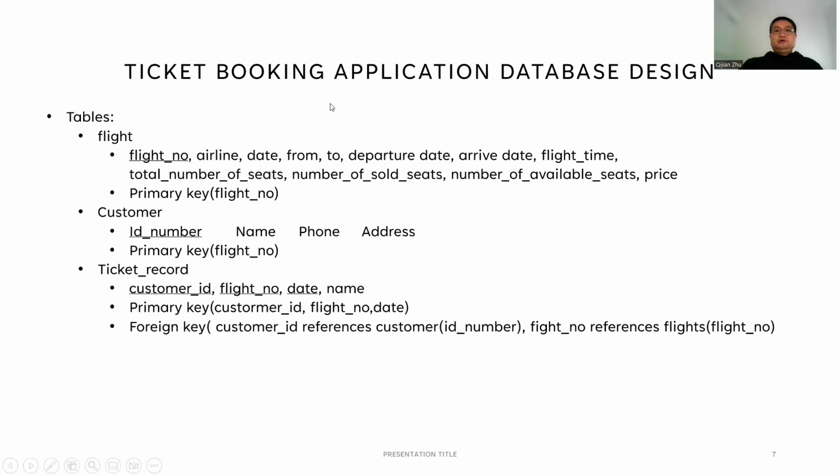The ticket booking application database design. There are three tables in the application. One is flights. The primary key is flight number. The second table is customer. The key is ID number. And the third table is ticket record. The primary key is a combination of customer ID and the flight number. These two keys are also foreign keys, referring to flight number and customer.